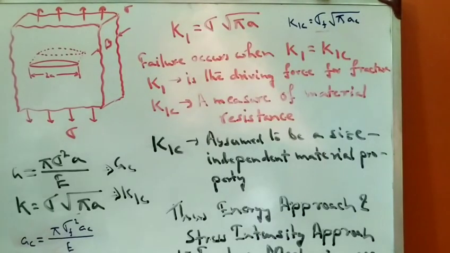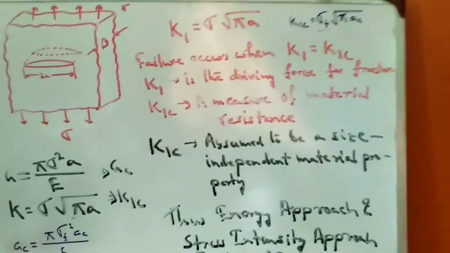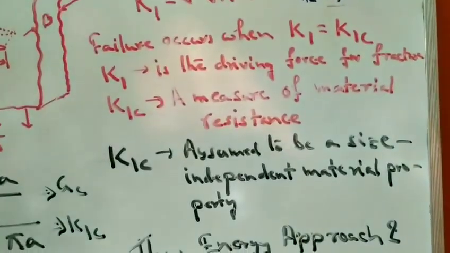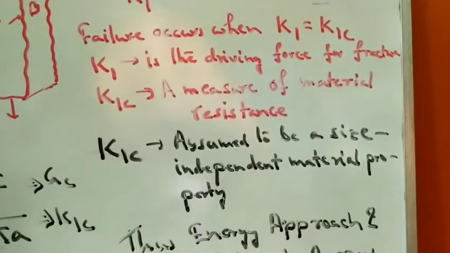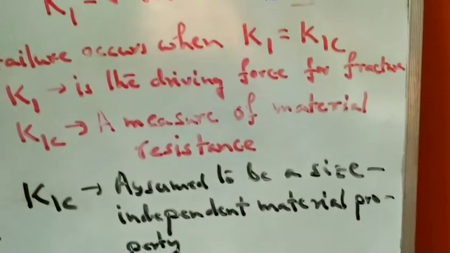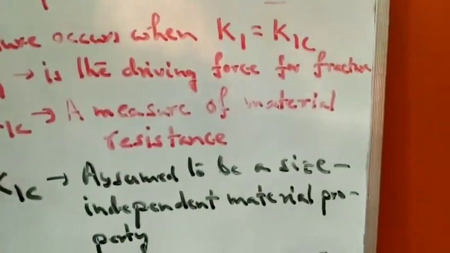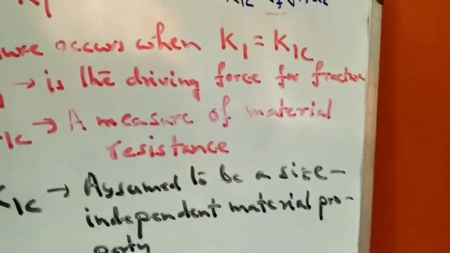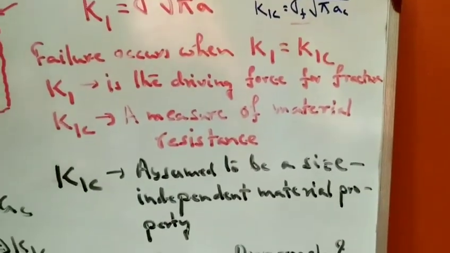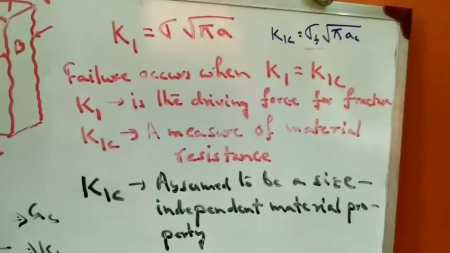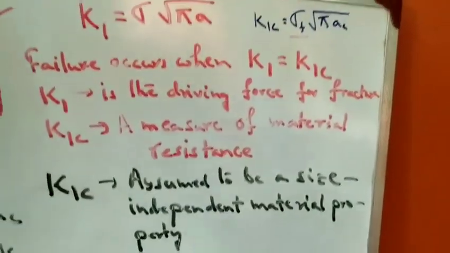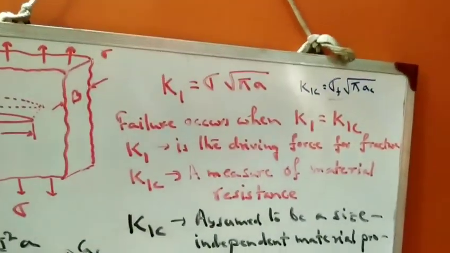So if K1 is considered as the driving force for fracture to occur, then K1C is a measure of material resistance. K1C is basically a measure of the resistance offered by the material in order to resist fracture. That is fixed for a fixed material. For material A, K1C is fixed. For material B, K1C is fixed. So that is a material property.